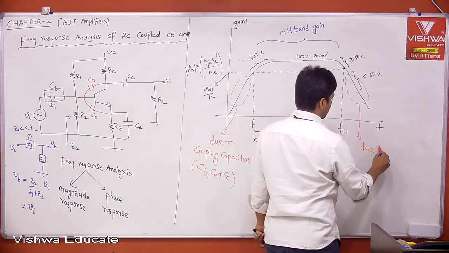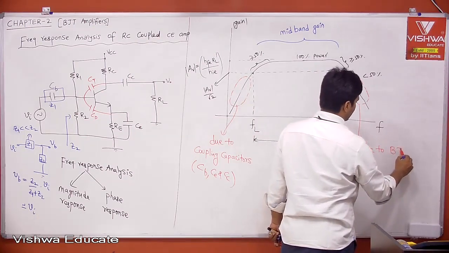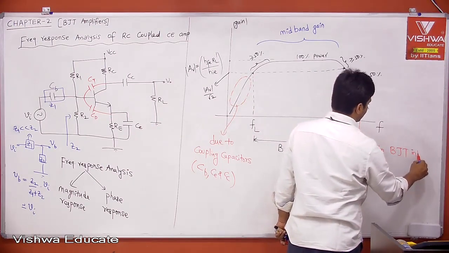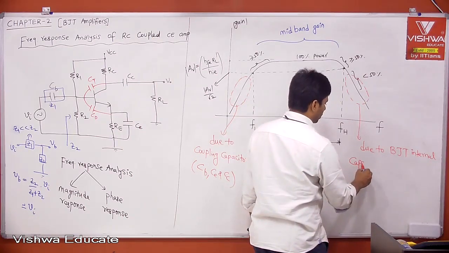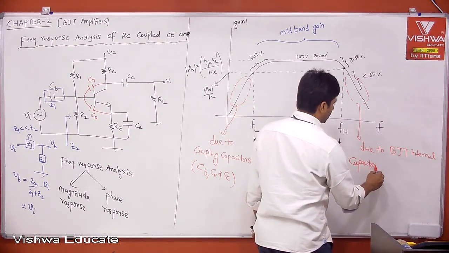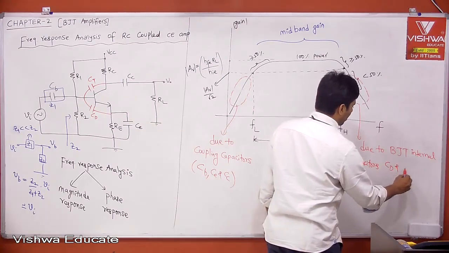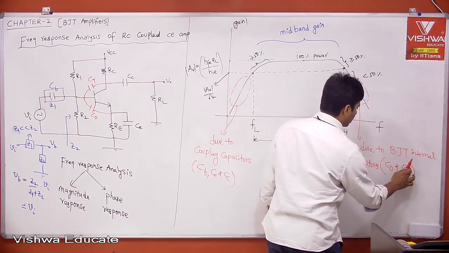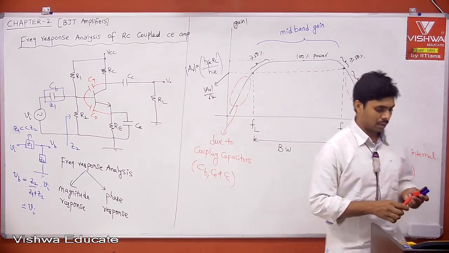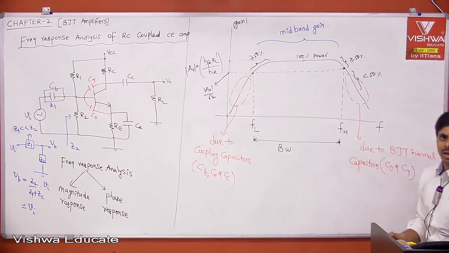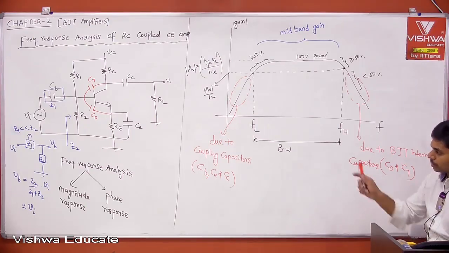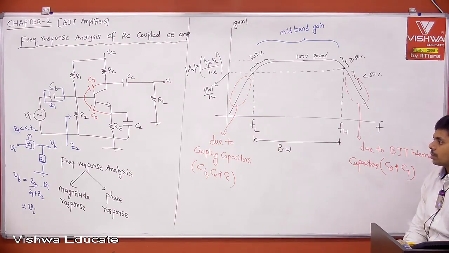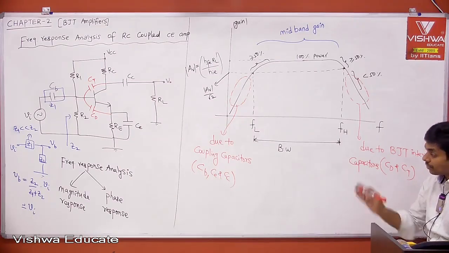And this high frequency response is due to BJT internal capacitances. What are they? Diffusion capacitance and transition capacitance. That is what it is. Qualitatively, I just explained. Therefore, we got the frequency response analysis. Sorry, magnitude response analysis. Because frequency response analysis is associated with magnitude response and phase response.